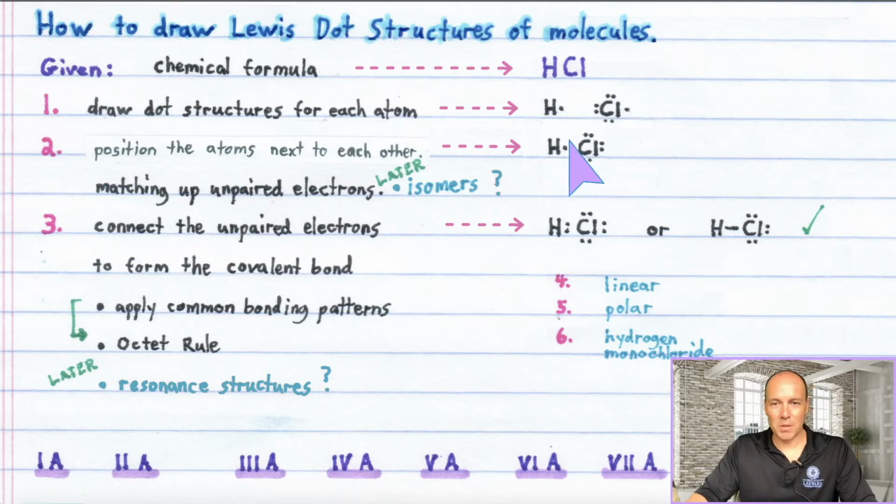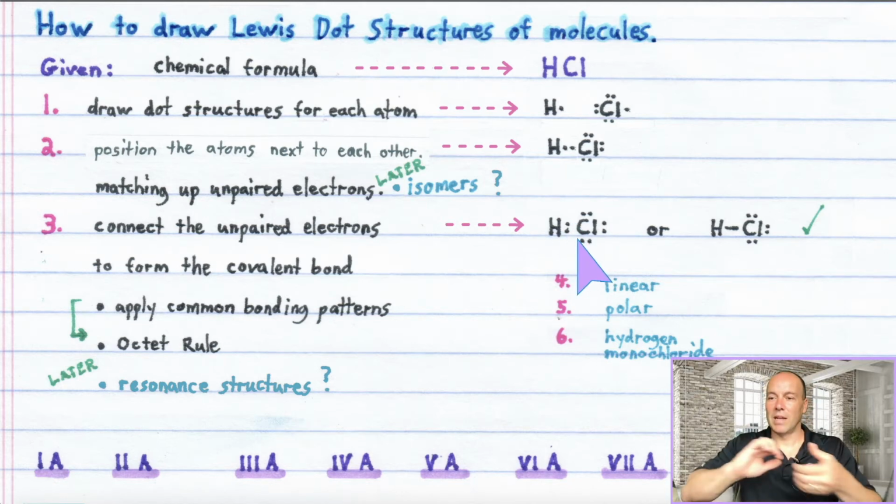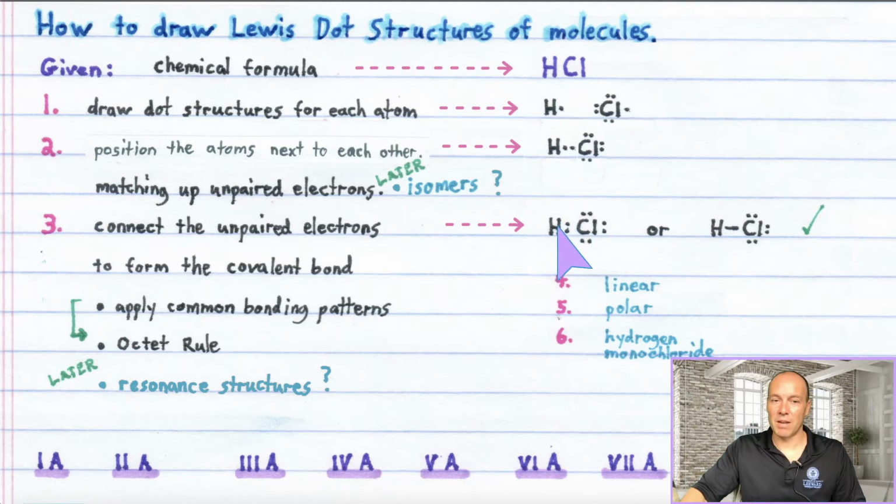So after achieving step 2, the atoms are now next to each other. So these two are where the bond is going to go. And that's what you do in step 3. You now connect the unpaired electrons to form the covalent bond. So these two electrons right here, they are going to pair up, and that's the covalent bond. And now hydrogen is sharing that pair of electrons, and chlorine is also sharing that pair of electrons. And since they are both sharing the same pair, those atoms are linked. They're both holding on to that same pair of electrons.